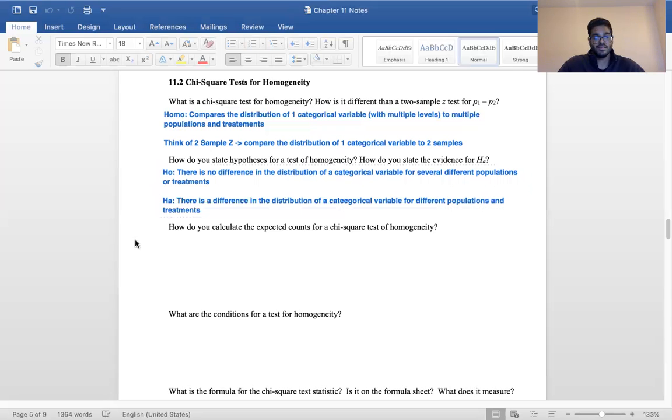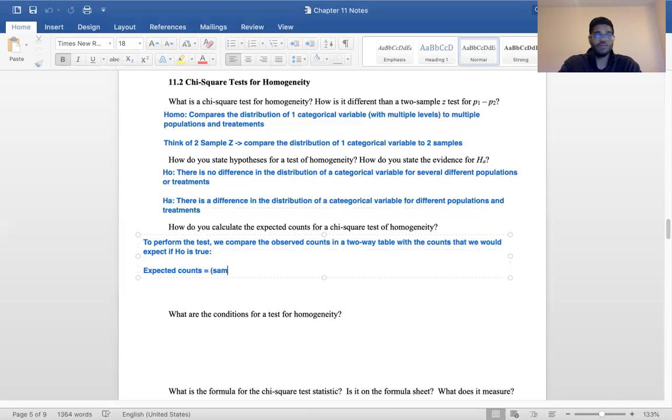Okay, so how do we calculate this? What we're going to do is create a little table, a two-way table. So to perform the test, we compare the observed counts in a two-way table to the counts that we would expect if H0 is true. Your expected count is going to equal your sample size times the expected proportion if H0 is true. You're just saying p essentially times n.